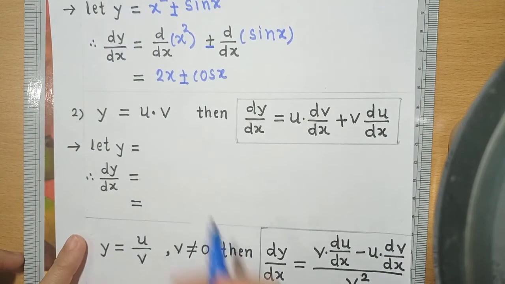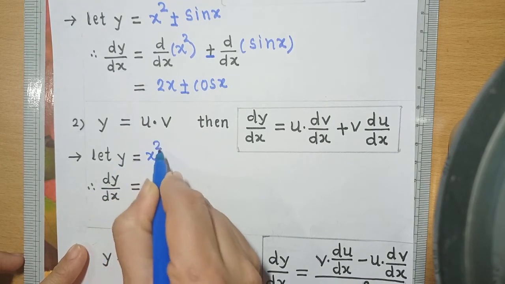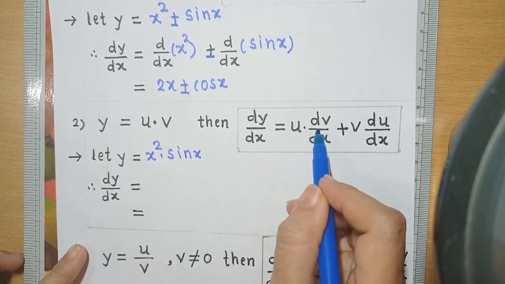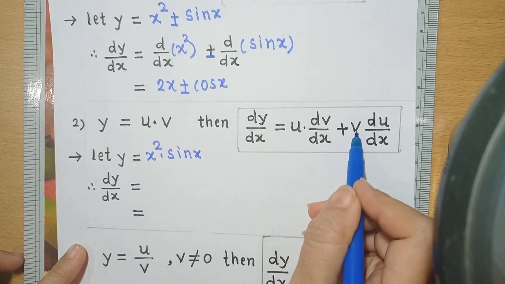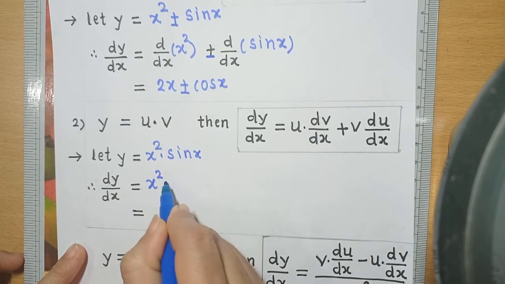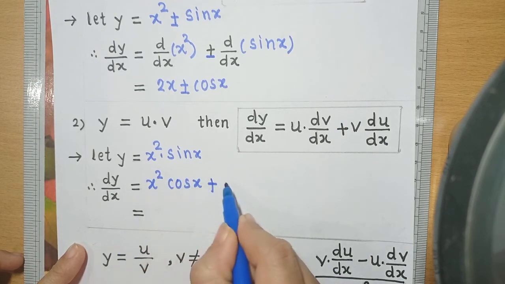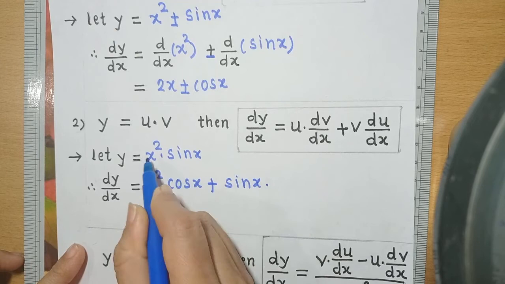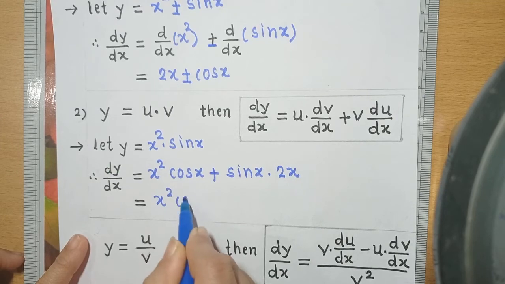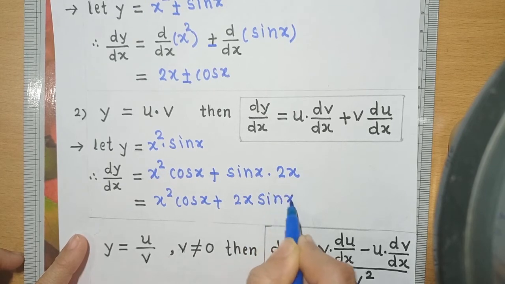Very simple. Now suppose these only two functions we consider in multiplication. Let y is equal to x square dot sine of x. Then the rule is first term as it is, derivative of second, plus second term as it is, derivative of first. So write down here x square, derivative of sine x is cos of x, middle sign plus, then second term as it is, that means sine x, and derivative of x square is 2x. So final answer is x square cos of x plus 2x sine of x.